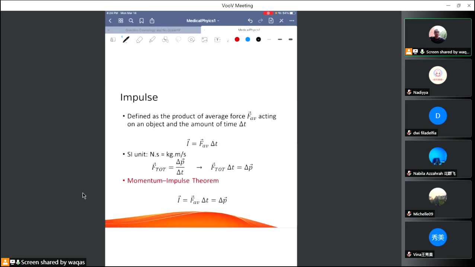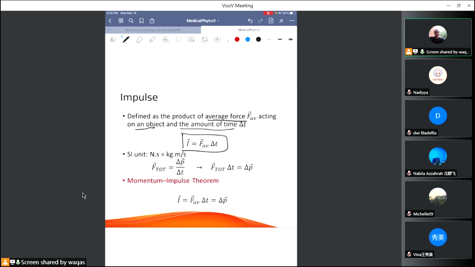Okay. Now we study another important topic, which is impulse. Impulse is basically the average force acting on an object multiplied by the amount of time delta t. So this is the definition of impulse: the product of the average force acting on an object and the amount of time delta t.